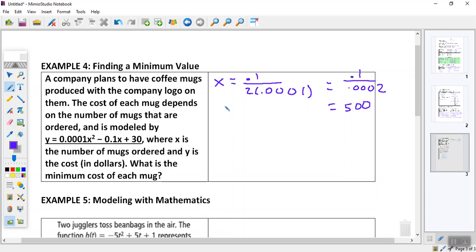But we want the cost of the 500 mugs. We want the cost of a mug, right? What is the cost of each mug? Oh, this is a tricky problem, kids. It says y is going to represent the cost in dollars of all the mugs. How many mugs are we ordering, kids? We need to know the total cost. Y would be a total cost then, right? Help me out, kids. How are you going to find the y value? Put it in for x, right?